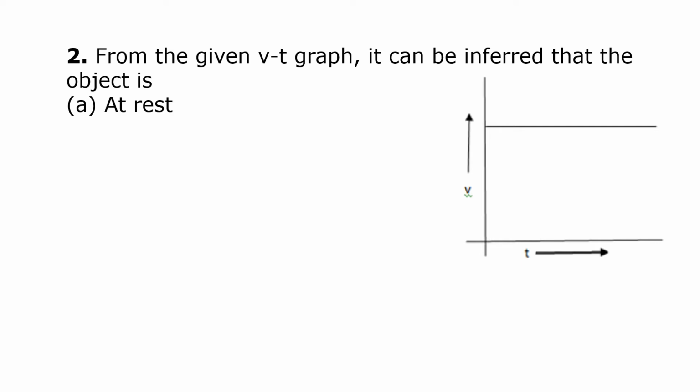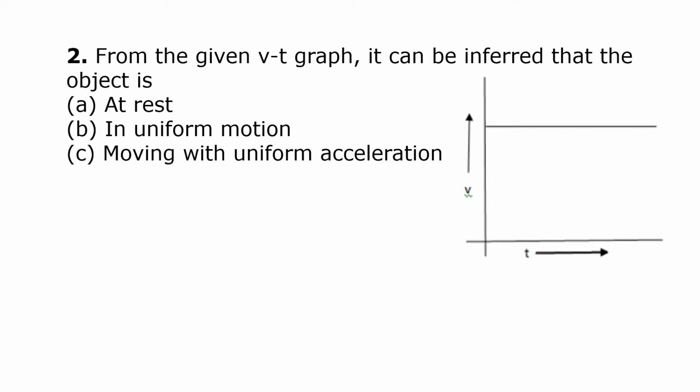So here the options are given. Option A, at rest. It will not happen because the object is moving there. Velocity value is there here. Option B, uniform motion. Yes. Option C, moving with uniform acceleration. Here acceleration is not there. V value is same from starting to ending. Sometimes you can say that acceleration also uniform because acceleration every time it is 0. But option B is there, uniform motion. So let us select B option.